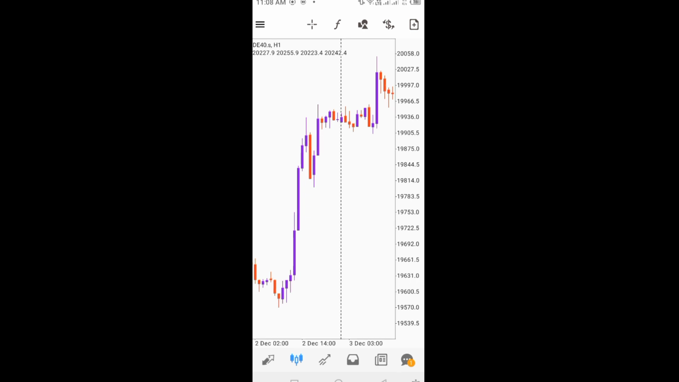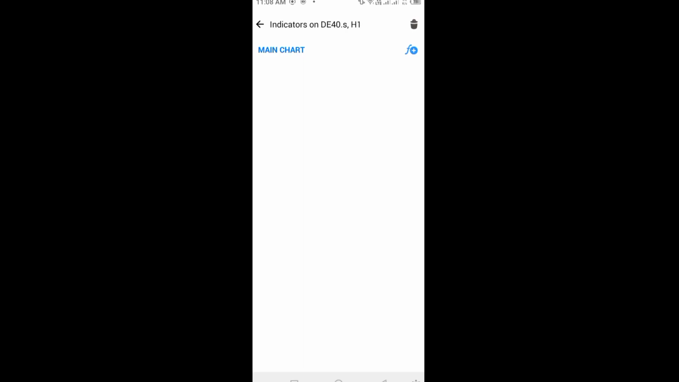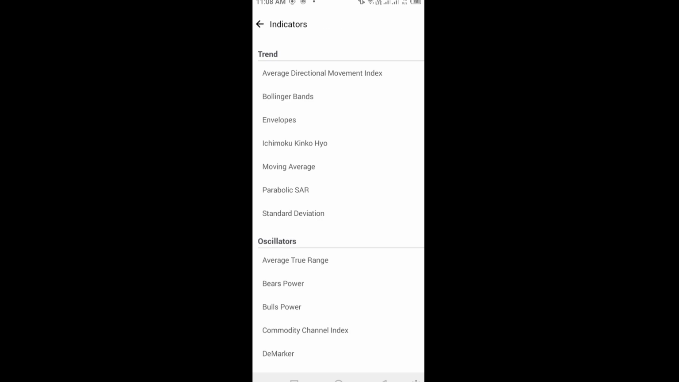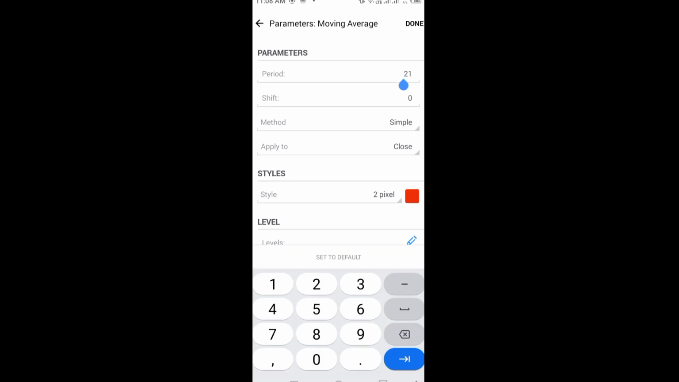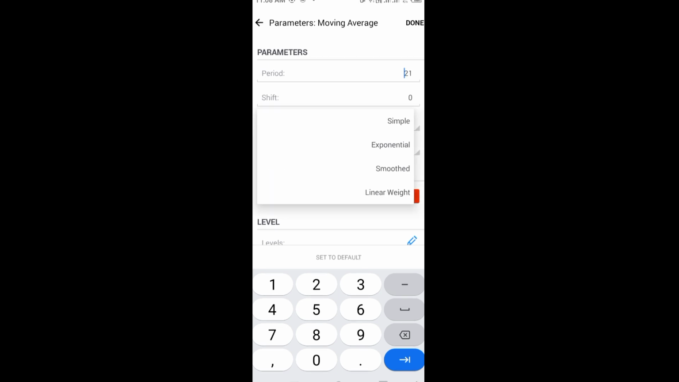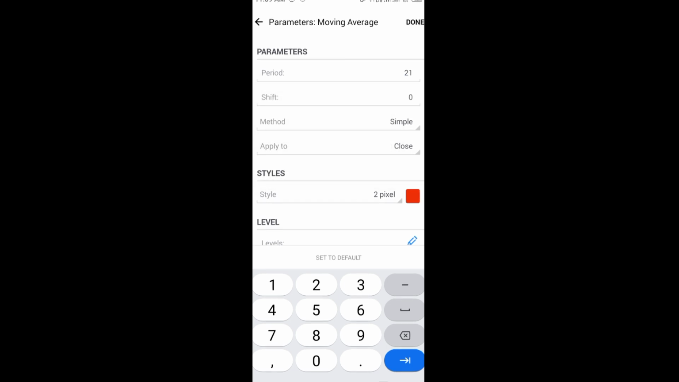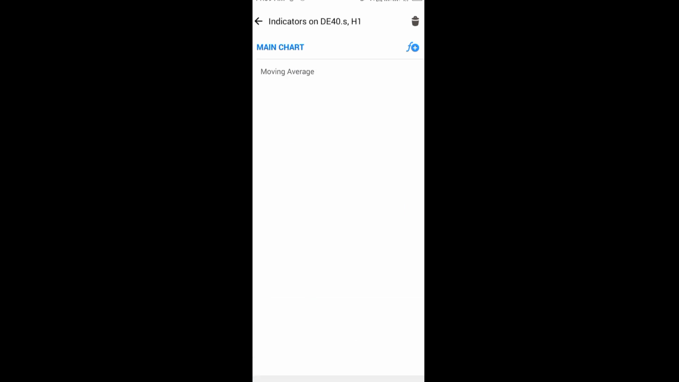We'll go to a place called F. I'll click F, and there is F plus. I'll click F plus and choose moving average. After clicking moving average, I'll go to the first period. This moving average requires a period of 21, and the method has to be simple moving average. I like it to have 2 pixels, and my color will be red. I love red for this kind of moving average. So this is the data I need to fill in, and after that I click done.